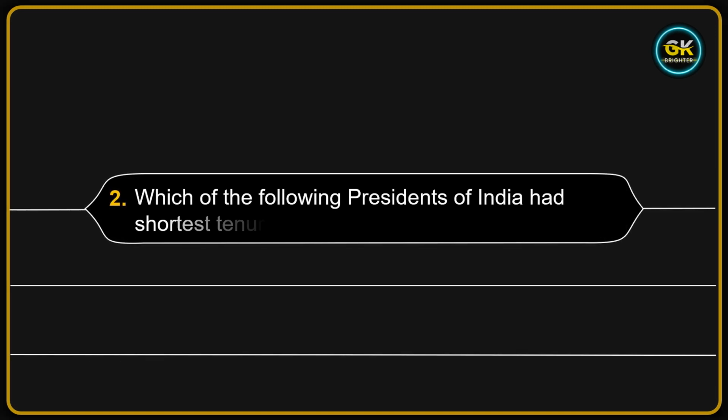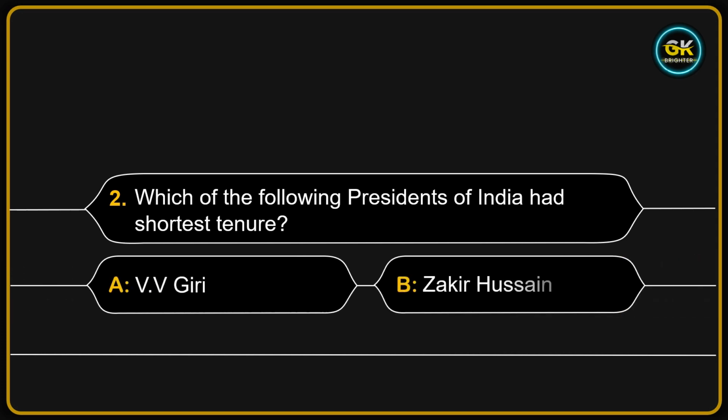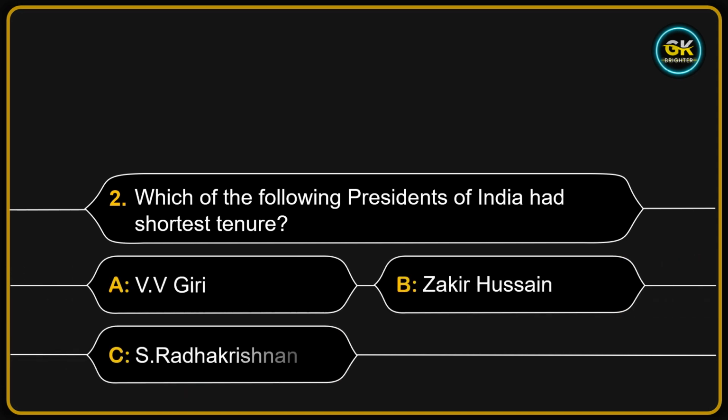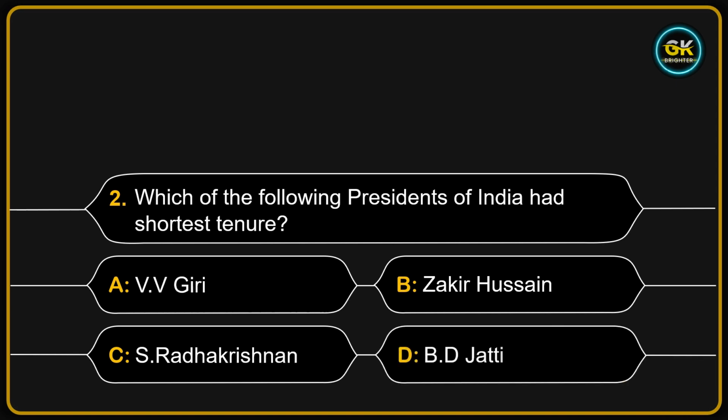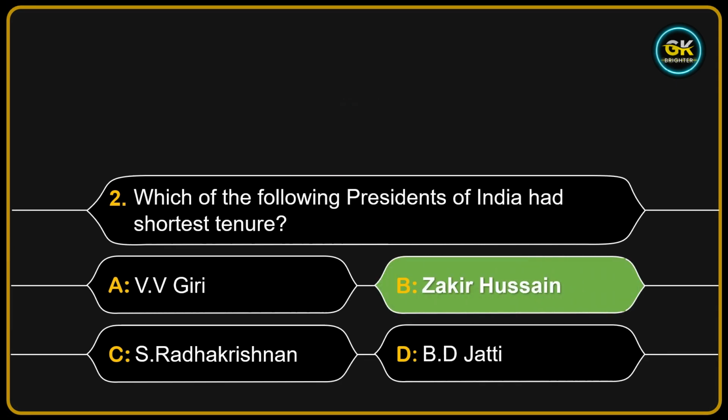Which of the following presidents of India had a shortest tenure? V.V. Giri, Zakir Hussain, S. Radhakrishnan, B.D. Jatti. Zakir Hussain.